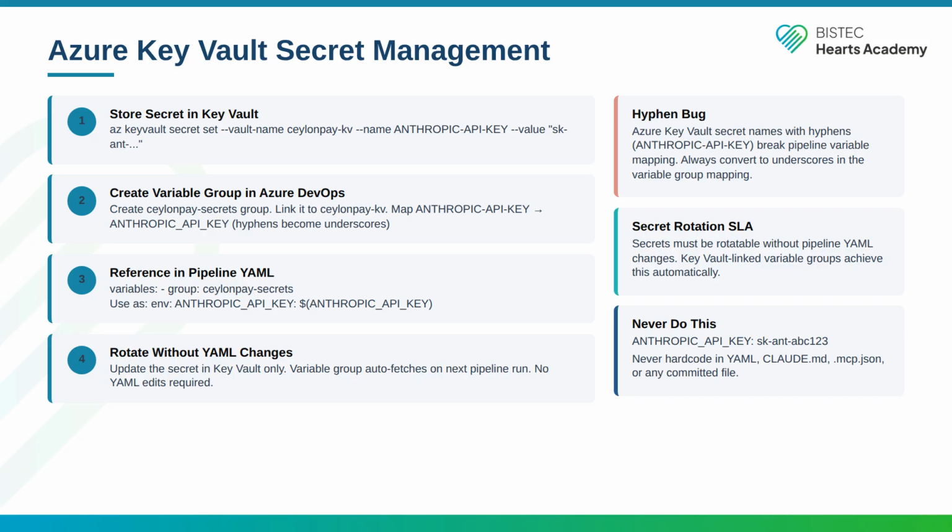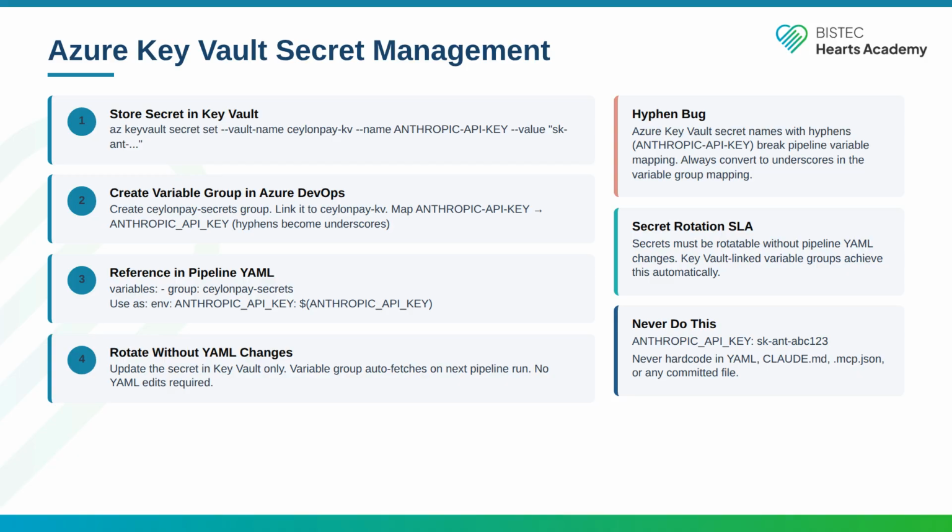Step 3. Reference the variable group in your pipeline YAML with group: CeylonPay-Secrets under variables. The pipeline variable, ANTHROPIC_API_KEY, is then available throughout the pipeline. Pass it to Claude only through the env block, never by concatenating it into a script string.